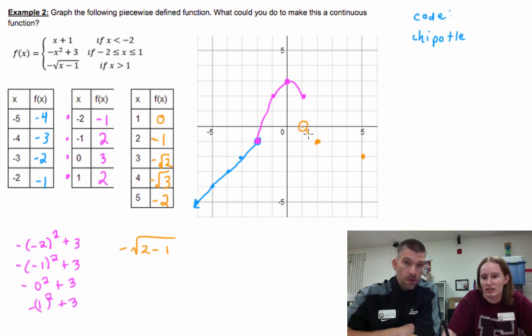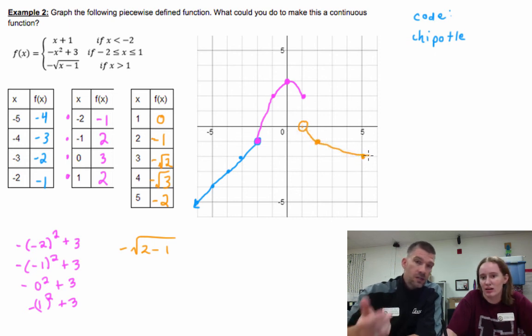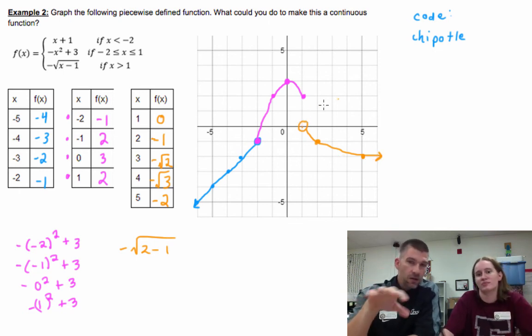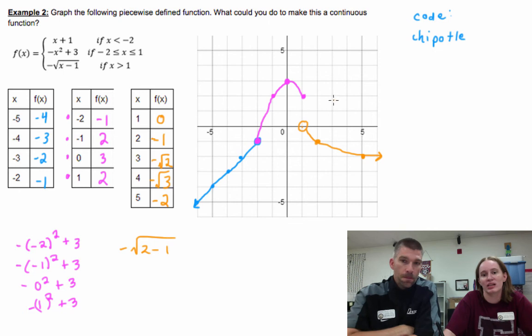And connect these dots. When you connect those dots, you're going to roll through negative square root of 2 and negative square root of 3. That's why you don't necessarily need to find those. Now, this is our piecewise function. This is the weirdness we were talking about in the last example.